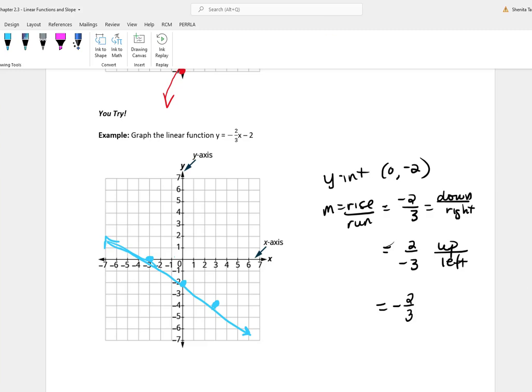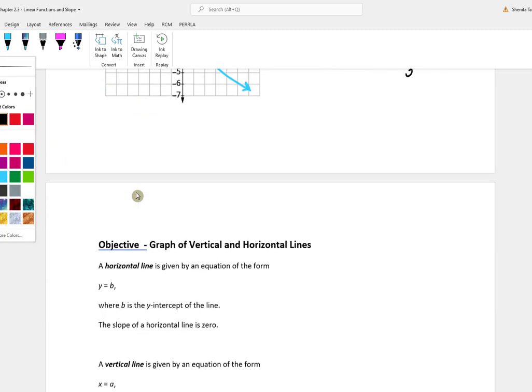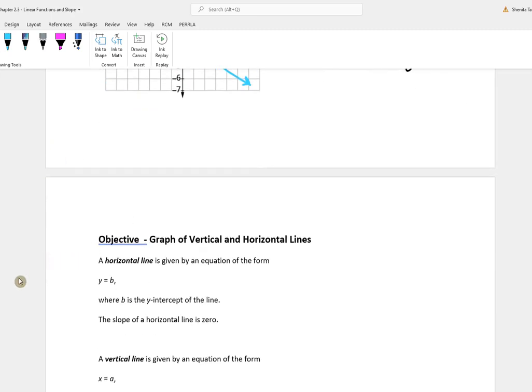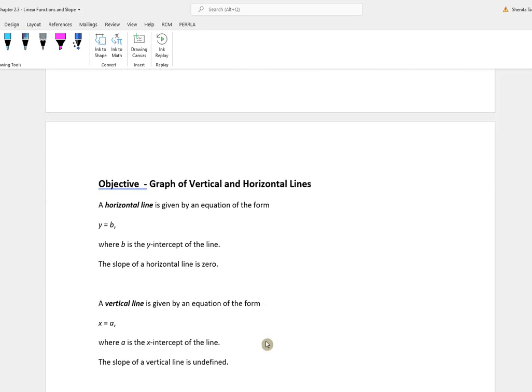Alright, so the next thing we're going to talk about is how to find the intercepts, and how to graph vertical and horizontal lines. A horizontal line is given by the equation y is equal to b, and b is the y-intercept on the line. The slope of a horizontal line is 0.